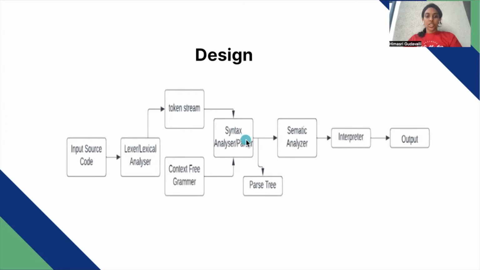This is the parser. So tokens are given as input to the parser, and then the output of the parser is a parse tree. So we are applying semantics to the parse tree which we have constructed. The intermediate code will then be executed and then the output will be displayed.